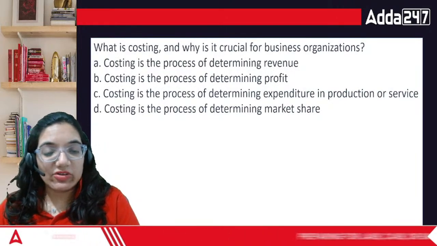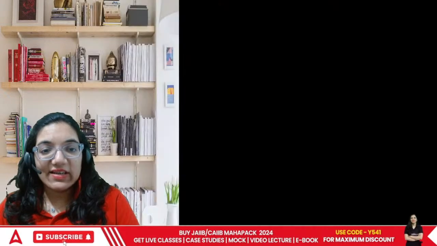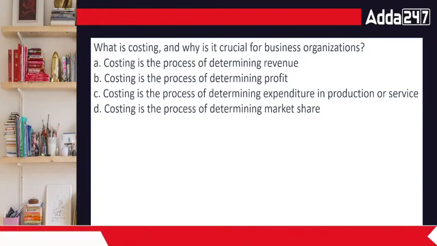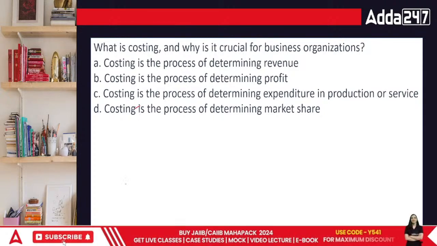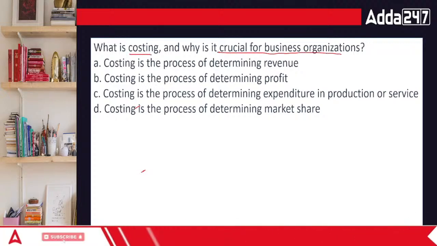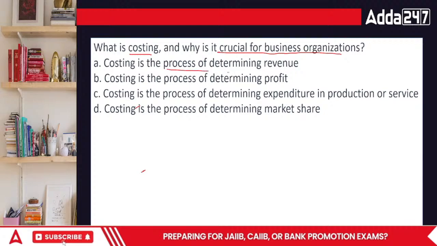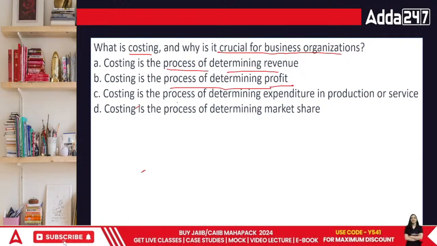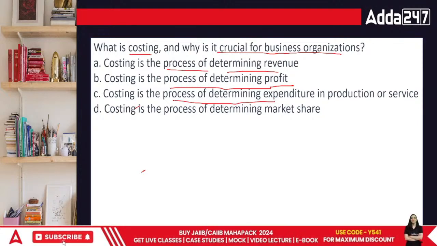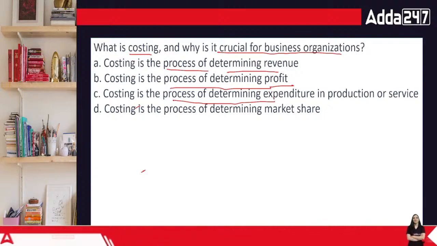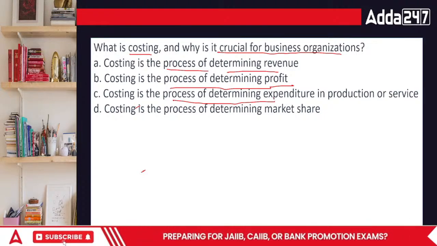Okay, here comes the first question, everyone. What does it say exactly? It says, what is costing and why is it so crucial for the business? Again, we're talking about the basics here, isn't it? What exactly is the costing term and why is it crucial for a business organization? Costing is a process of determining the revenue, costing is a process of determining the profit, costing is a process of determining the expenditure on production or service, or losses. Costing is a process of determining the market share, right? So in this case, what would be the answer?